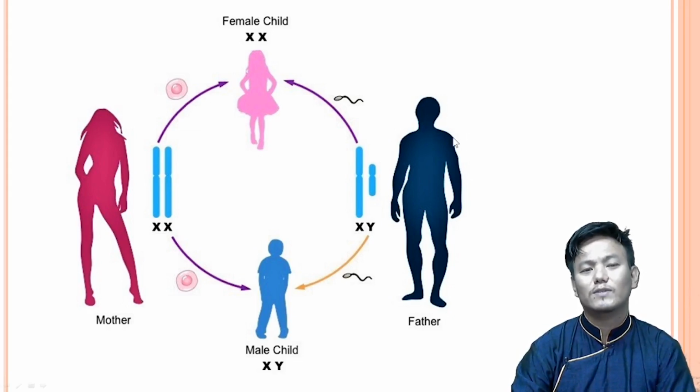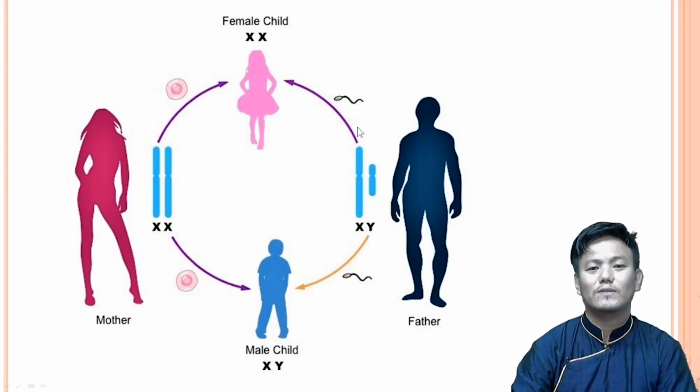However, I don't think it is okay to blame either the mother or the father, because it is like a 50-50% chance. This is just a chance factor, right? So it is not okay to blame either of the parents, but it is obviously wrong to blame the mother for giving birth to a female child all the time. So that is one thing.